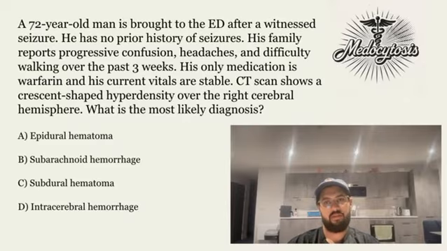A 72-year-old man brought to the ED after a witnessed seizure. He has no prior history of seizures, so now you're thinking what might have caused this one. His family reports progressive confusion, headaches, and difficulty walking over the past 3 weeks. His only medication is warfarin, and his current vitals are stable. CT scan shows a crescent-shaped hyperdensity over the right cerebral hemisphere. What is the most likely diagnosis?